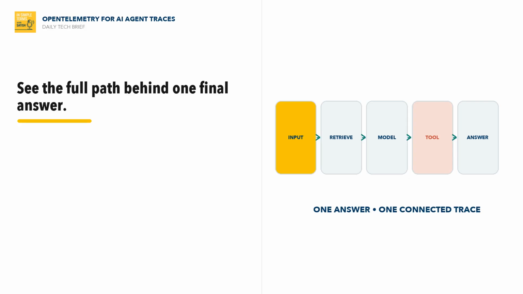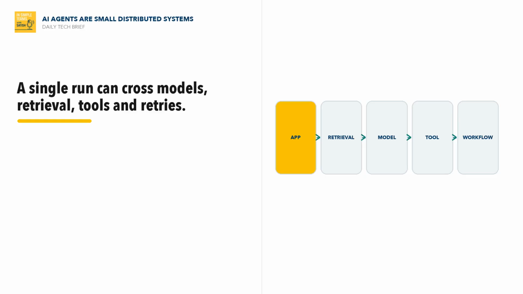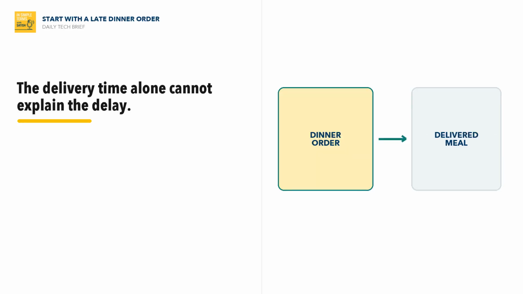Today we are talking about OpenTelemetry for AI agent traces. This matters because AI agents are starting to behave less like simple chatbots and more like small distributed systems. Let us understand this with a simple everyday example.